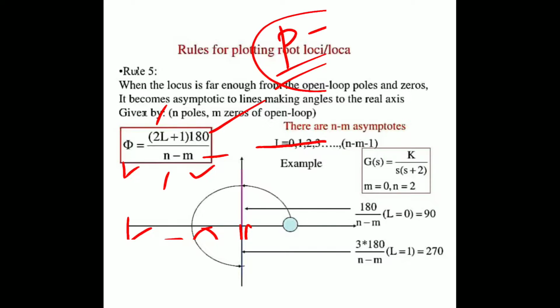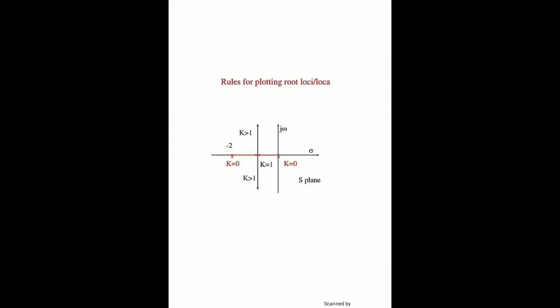If you see this example, K upon s into (s plus 2), the number of poles is 2 and the number of zeros is 0. So poles minus zeros becomes 2. There are two values, 0 and 1. We have to put L equal to 0 one time and L equal to 1 the second time. L equal to 0 gives 90 degrees, while L equal to 1 gives 270 degrees. So these are the two angles of asymptotes. This is regarding the angle of asymptotes.